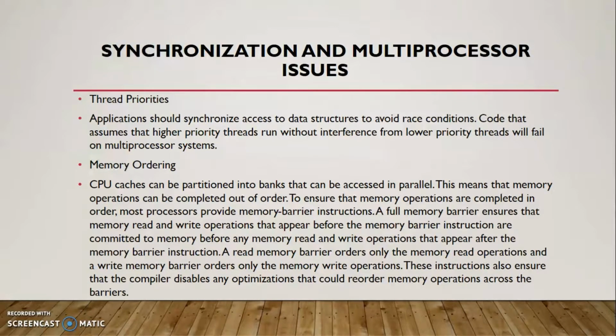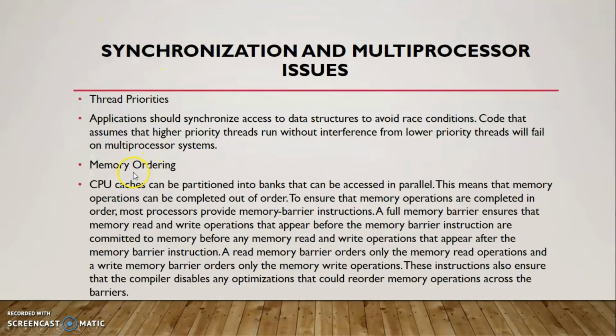But on a multiprocessor system, both threads can run simultaneously, each on its own processor, because they have their own processor. And they have memory ordering.